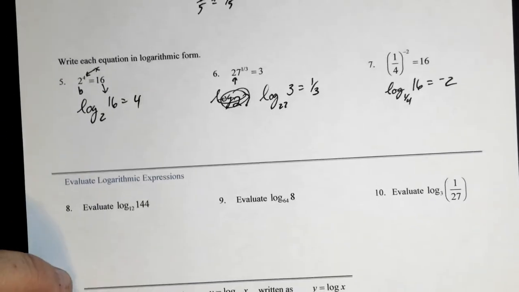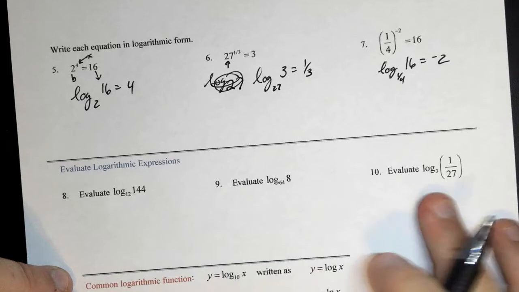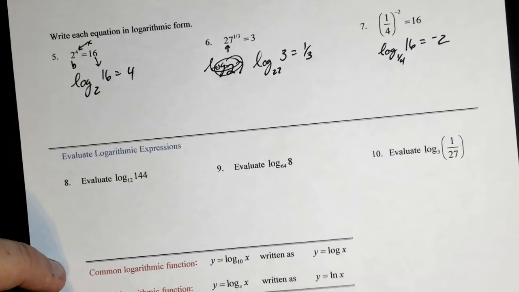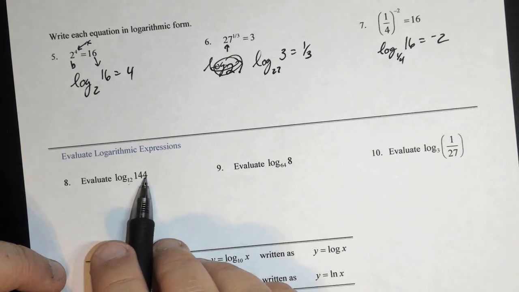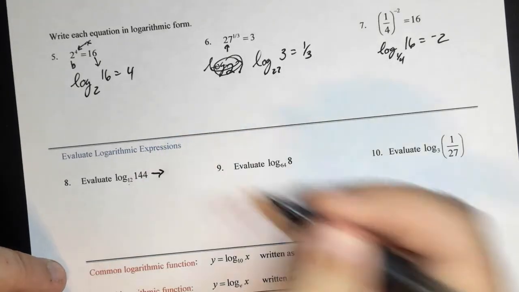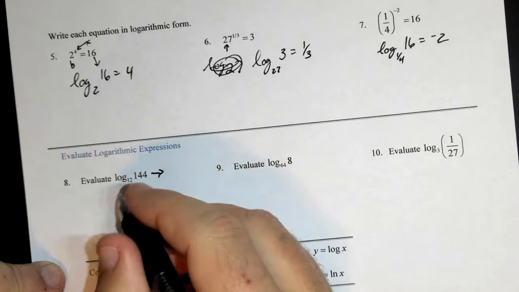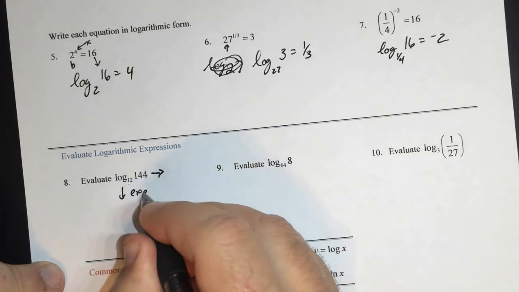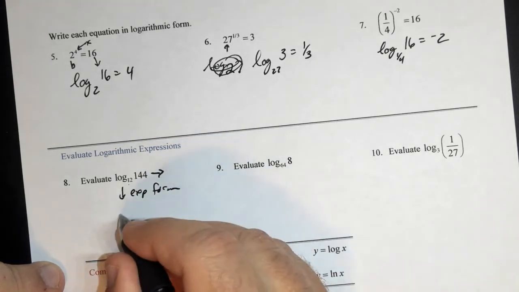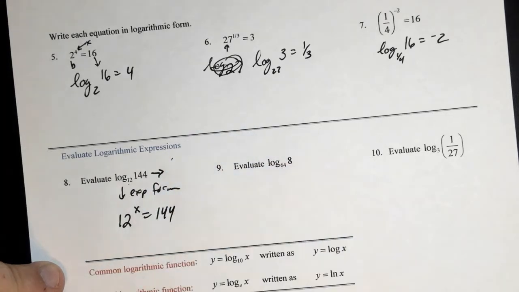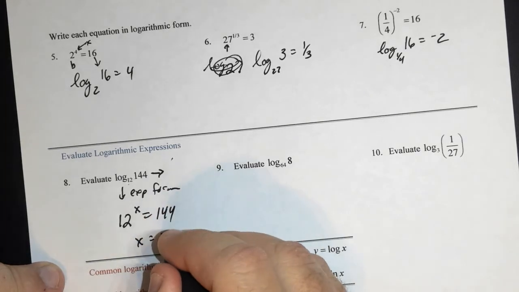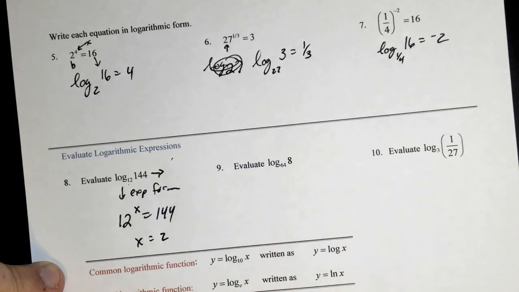If we know the order of everything, we can actually find some solutions. When it says to evaluate, these are logs that we can do by hand. Evaluate log base 12 of 144, which is going to equal some value. If I change it to exponential form, 12 to the x is equal to 144. Well, 12 to what exponent is 144? x would have to be 2. These are numbers that you should be able to handle.